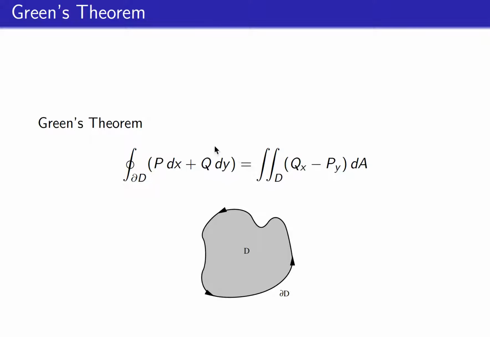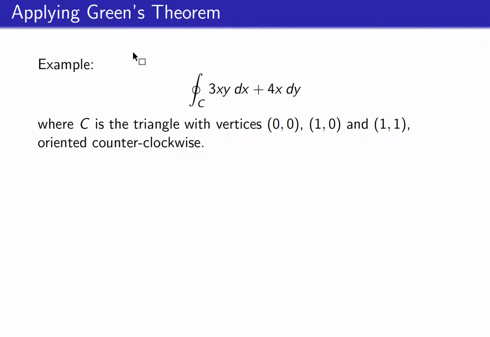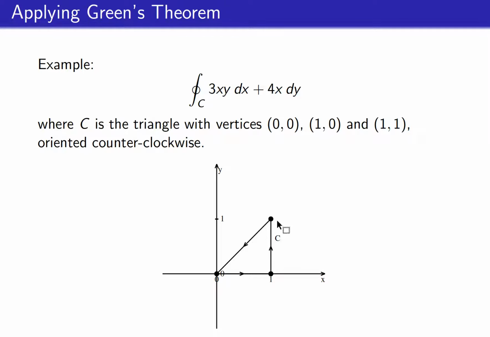Let's say we have this kind of integral that we need to do. Here's an example. Find this line integral, 3xy dx plus 4x dy. The curve here is a triangle with these vertices (0,0), (1,0), (1,1), oriented counterclockwise. Of course, you should draw a picture. There it is, (0,0), (1,0), (1,1). Now you know what triangle they're talking about, and it's oriented counterclockwise.